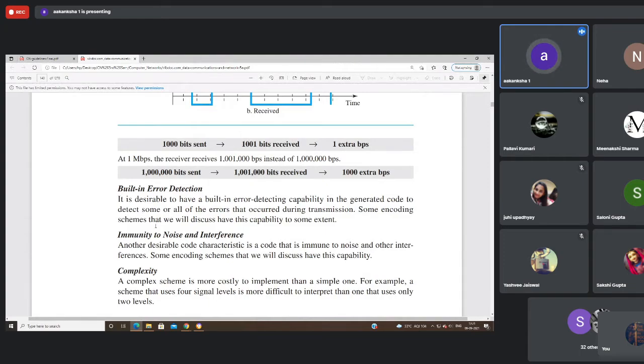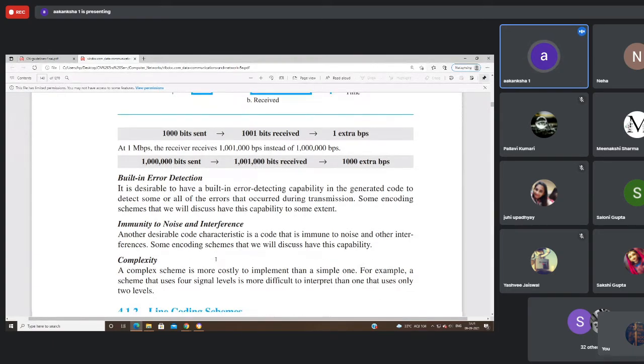Now, built-in error detection. We should have some characteristics in the encoding scheme itself, and that should be built in. We'll be discussing it in the next layers, the data link layer and network layer, where we have some error detection algorithms also. During the transmission, if we have some error, we should have some capability to detect that error and rectify it. Some schemes already have this built-in capability to some extent. Not all errors can be detected, but still some schemes have an inbuilt error detection mechanism.